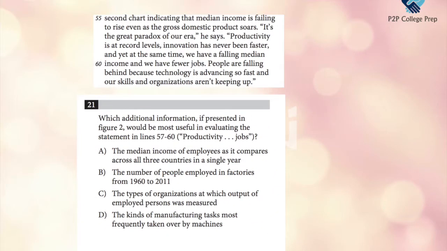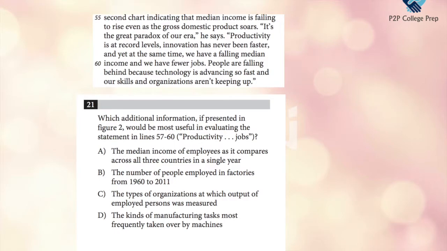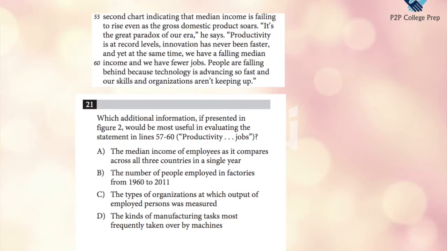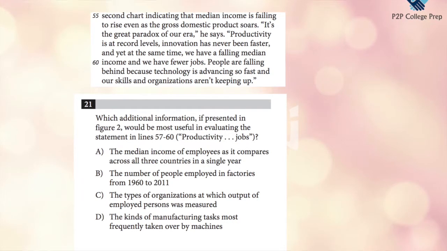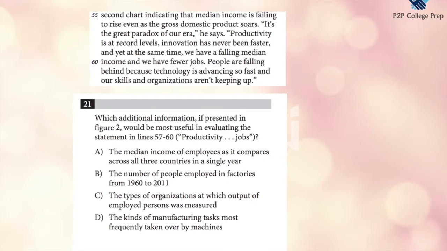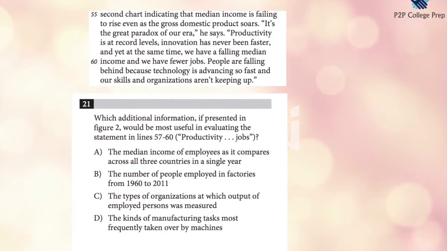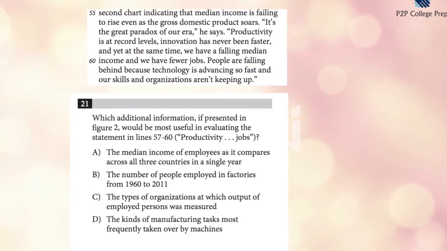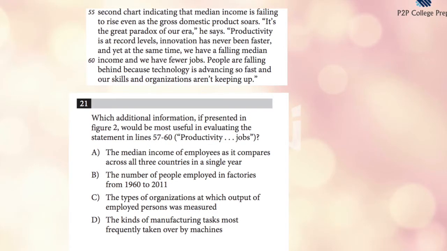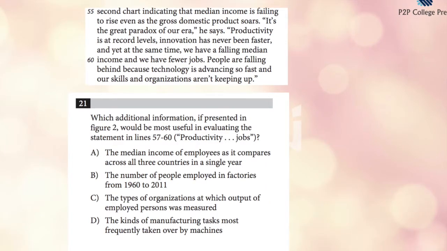For our final question, number 21, it asks, which additional information, if presented in figure 2, would be most useful in evaluating the statement in lines 57 to 60? In those lines it says, productivity is at record levels. Innovation has never been faster, and yet at the same time, we have a falling median income, and we have fewer jobs. Just from that statement, we know there's two key points we want to remember. Falling median income and fewer jobs.